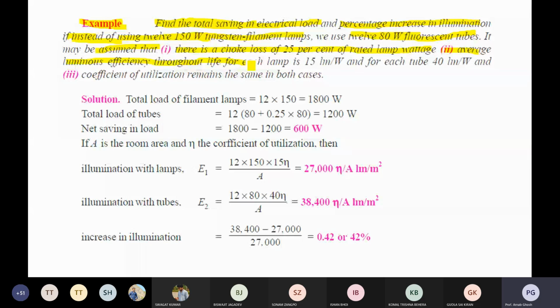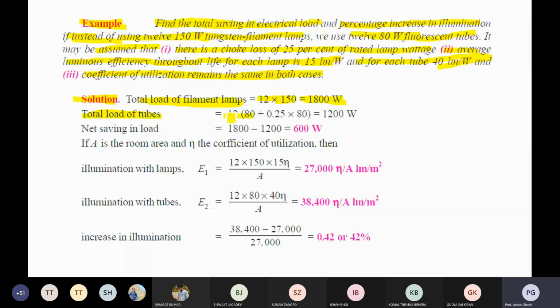Now you have to find out the area and the efficiency, and then the value of E1. You can easily get that value from the flux. So E1 equals 12 into 15 into eta divided by A. You can replace that value and finally you will get that one. Then the illumination with the tubes, that is E2, you calculate for the tube, and again you can find out that value.